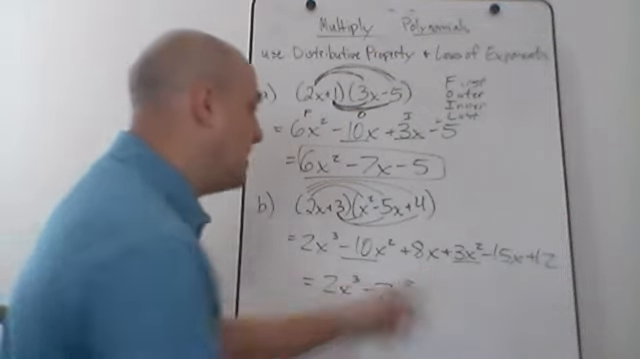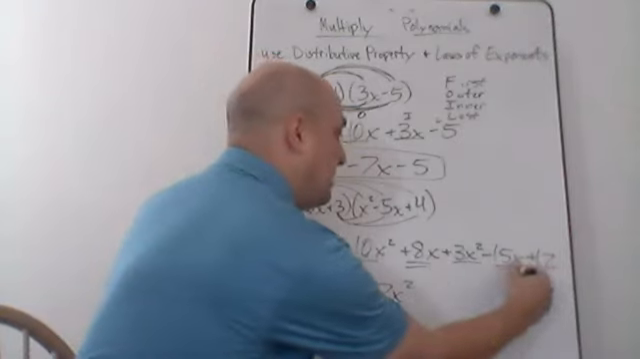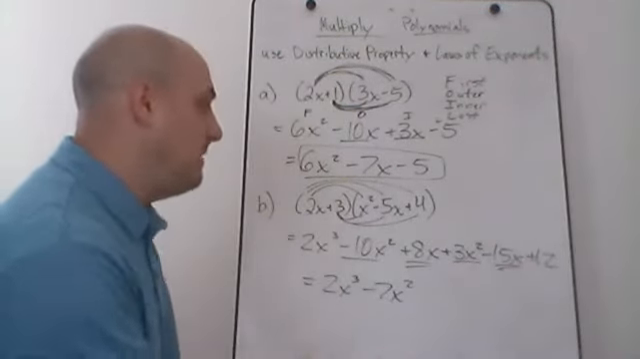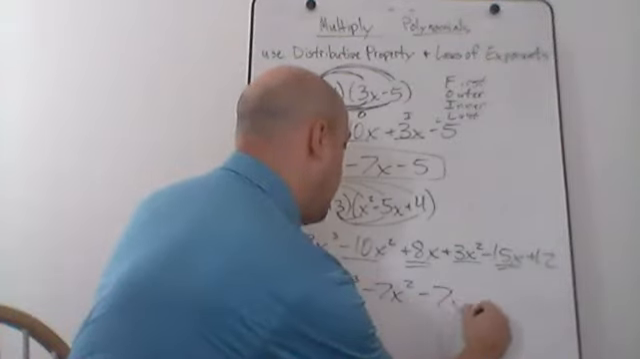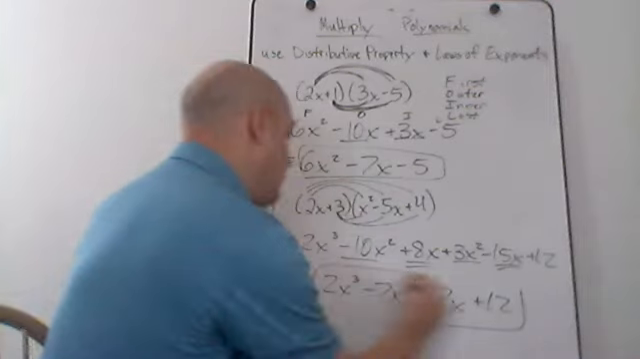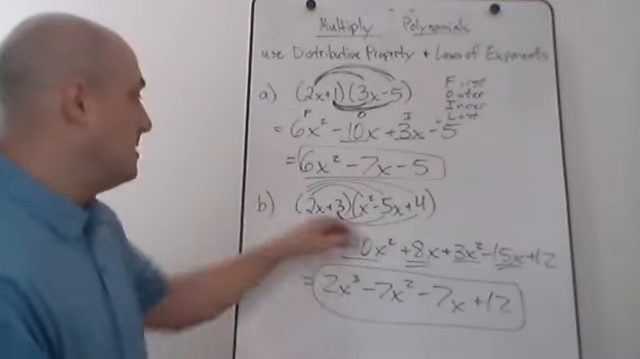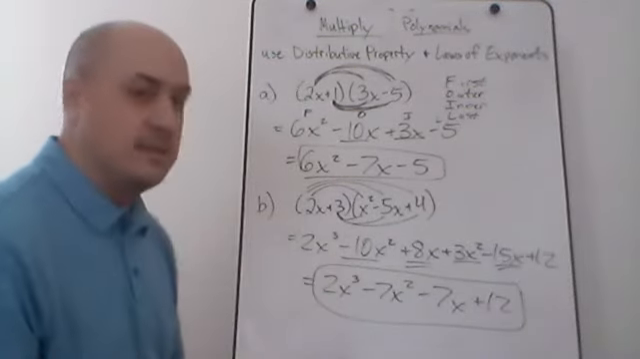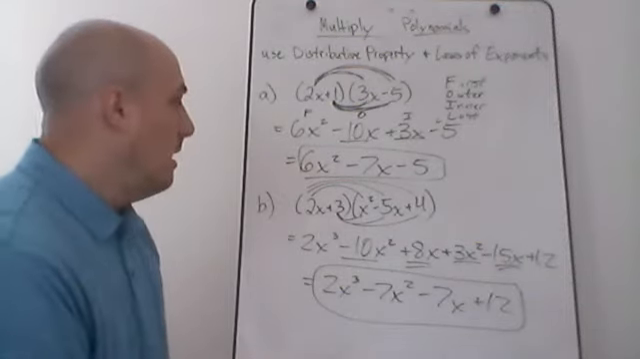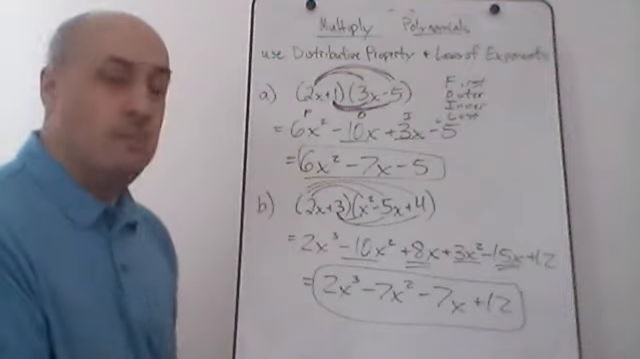All right, I have a plus 8x, and I have a minus 15x, all right? So those are like terms. They both have an x to the first power. Positive 8 minus 15 is going to be minus 7x. And then I have that plus 12 at the end, and that's the only constant I have. And so here's my result of this multiplication, 2x to the third minus 7x squared minus 7x plus 12. All right, so that is multiplying polynomials, right?